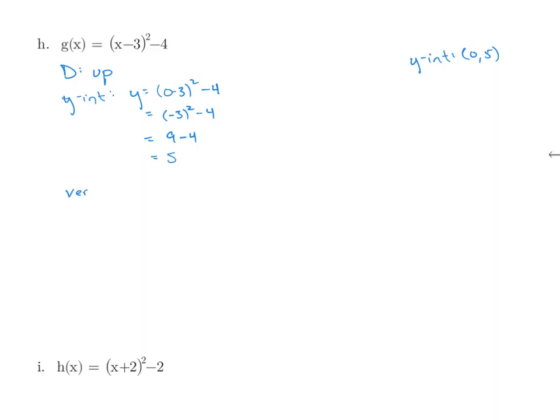Our vertex, recall that we are going to change the sign of the inside number, so it's going to become a positive 3. We keep the sign of the outside number, and so it is negative 4.